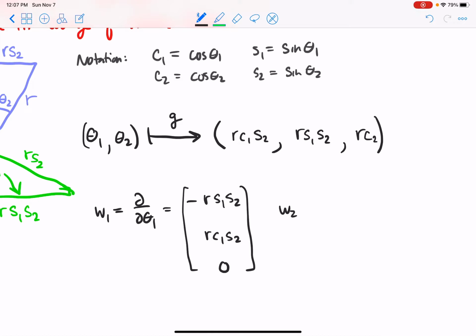Excellent. W2 comes from the partial of the second variable. This is the second column of the Jacobian matrix. And what is it? Well, partial theta 2, a sine becomes a cosine.